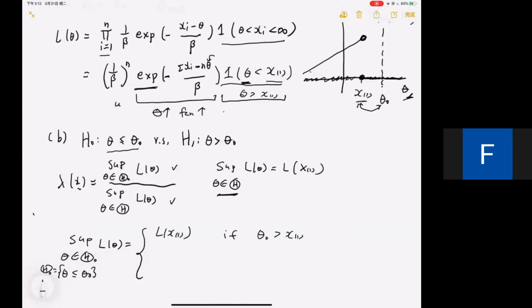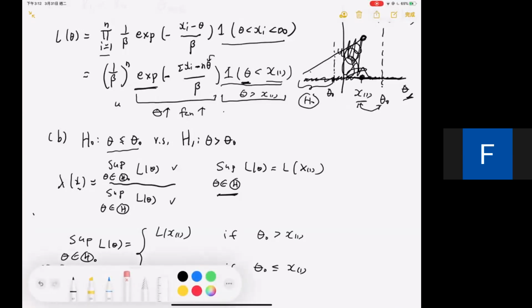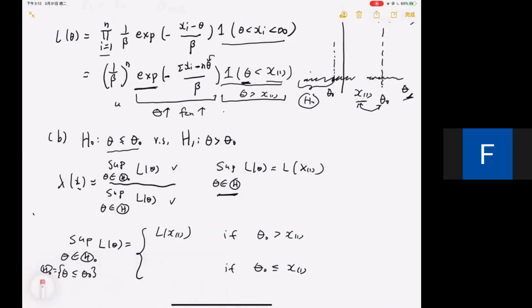The minimum order statistic. But what if theta naught is actually smaller than x1 then? That means, what if theta naught is right here? That means the whole thing would become, it doesn't belong to the null space anymore, right? This guy is only your null space. Okay? So that means your graph looks like this.